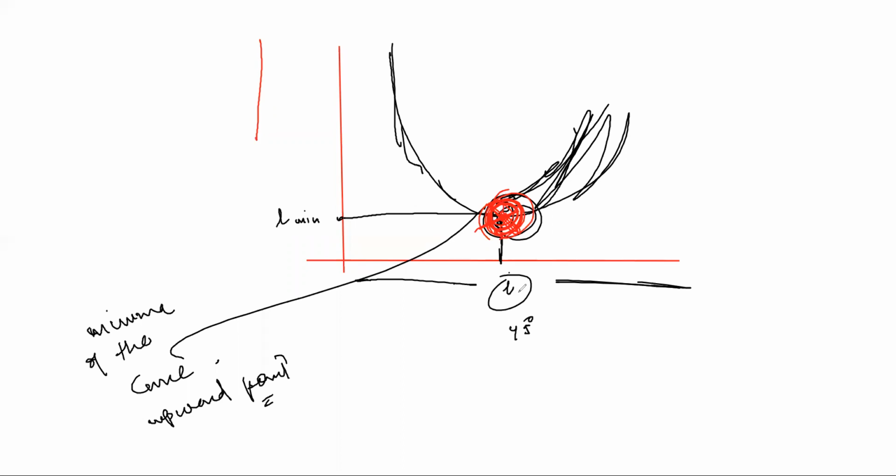Because if I draw a tangent at this point, I can't draw another tangent at this point. There can be only one tangent at this point, isn't it? Is that fine with you all?